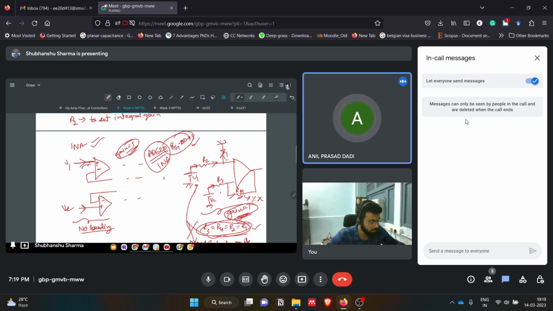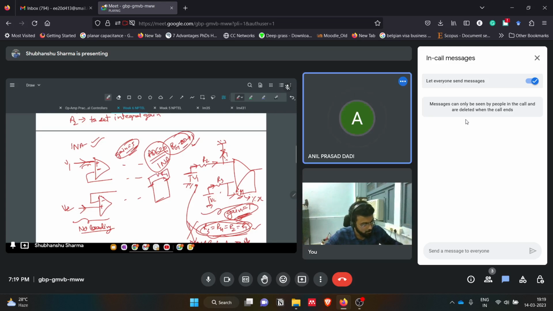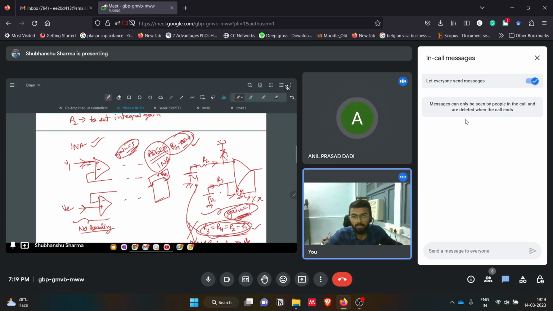Sir, how much? RG is infinity. Infinity means, see, there are ICs with two pins, and you have to attach one RG resistor here so as to set the gain. Okay, I will just open the internet and I will show you.